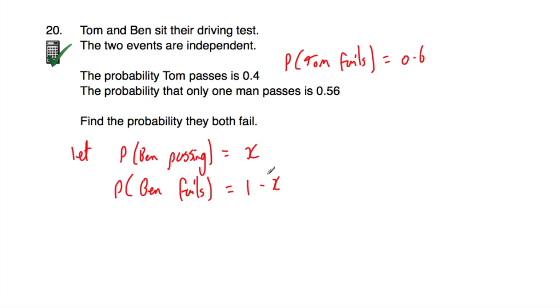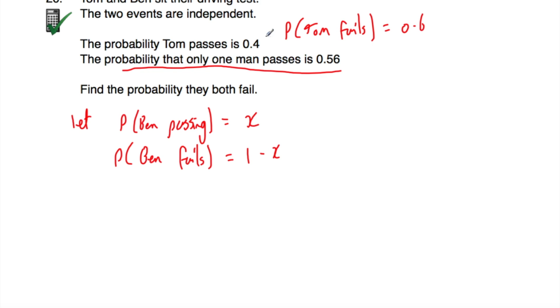So here we do 1 take away x. What we've done there is we've got the probability that Tom passes is 0.4, and the probability that Tom fails is 0.6. We've let the probability of Ben passing be x, and that means the probability that Ben fails is 1 minus x. Now we're told the probability that only one man passes is 0.56.